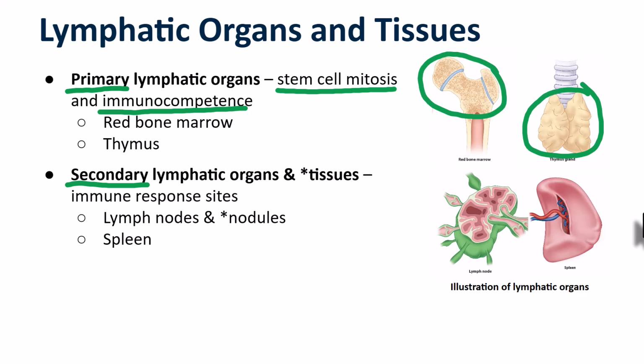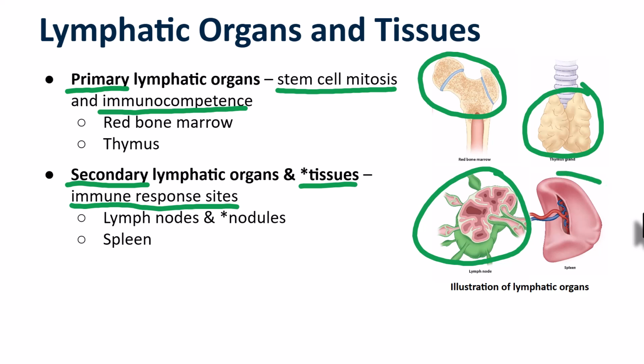Secondary lymphatic organs, as well as tissues, are places where immune responses are modulated. And these include lymph nodes and lymph nodules. Lymph nodes are encapsulated. Lymph nodules are acapsular, as well as the spleen. So lymph nodes and nodules are dispersed throughout the body. Lymph nodules are more common surrounding the pharynx. And the spleen is found in the left upper quadrant of the abdominopelvic cavity.